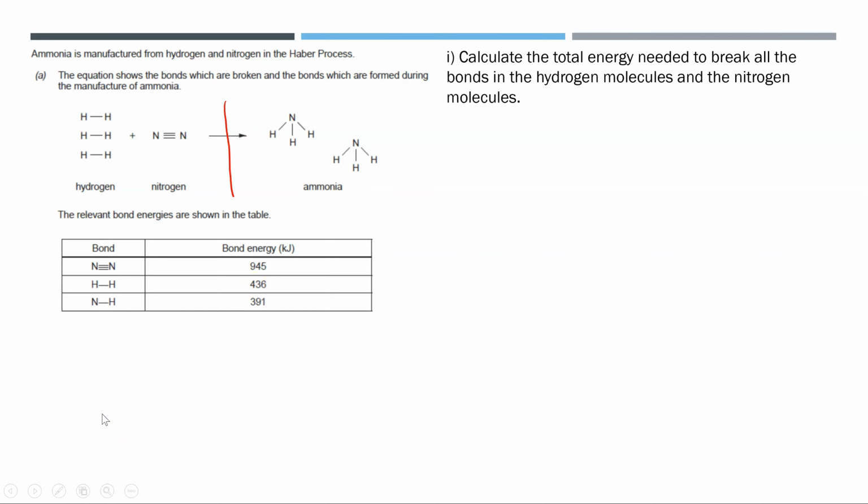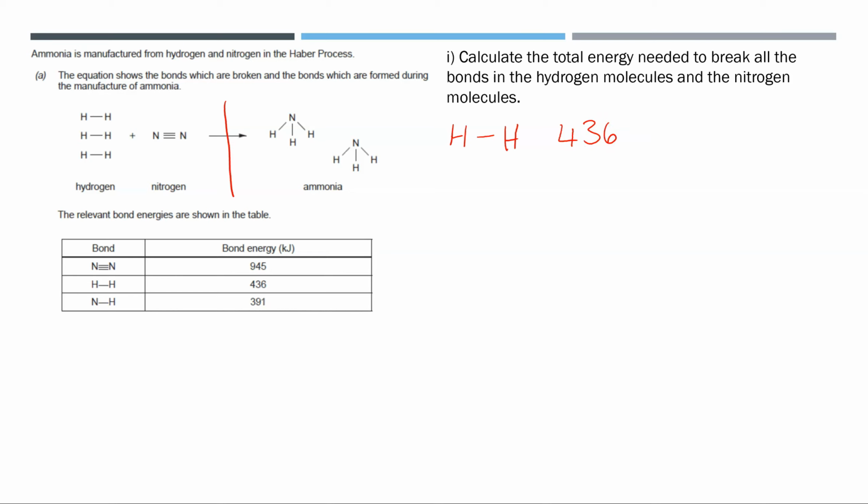So the first part of the question says calculate the total energy needed to break all of the bonds in the hydrogen molecules and the nitrogen molecules. Because it's talking about bond breaking and it's talking about hydrogen and nitrogen, it's the reactant side that we're interested in. So you write down what bond you're looking at, then you go down to the table. Hydrogen to hydrogen is 436 kilojoules to either break or make that bond.